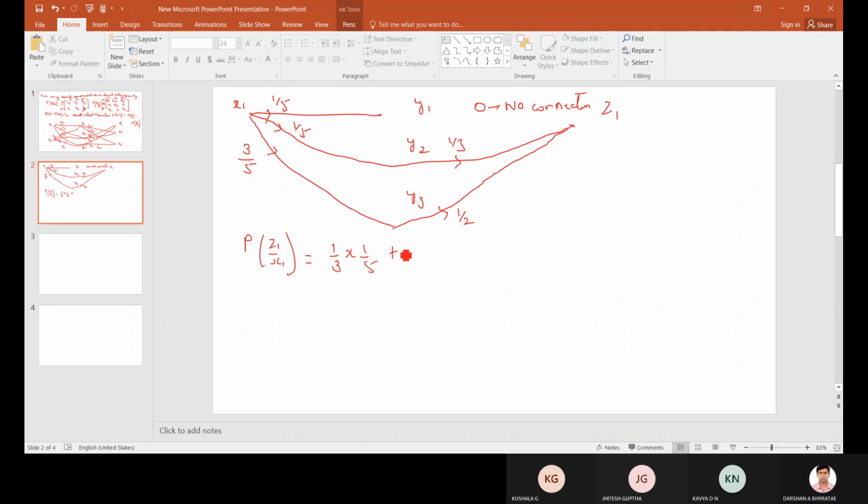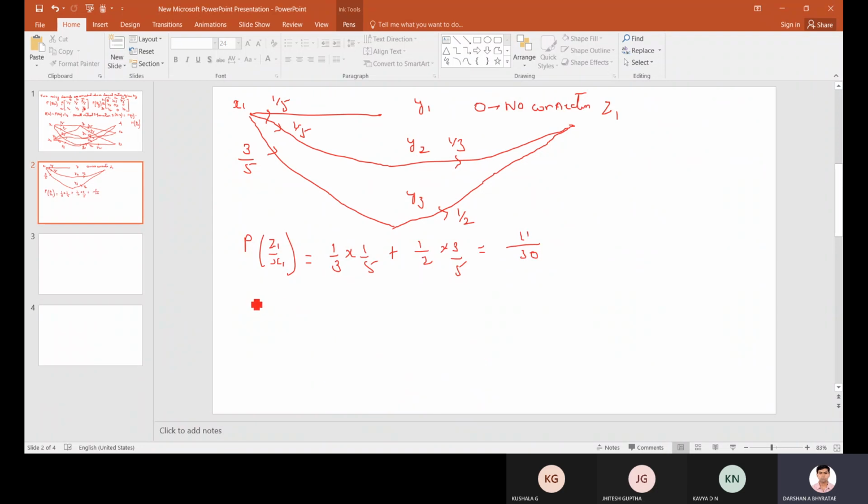Okay, plus again, how will you write? 1 by 2 into 3 by 5, because here P of Z1 by Y2 and P of Y2 by X1 must be multiplied. You multiply 1 by 3 into 1 by 5 plus 1 by 2 into 3 by 5. After multiplying this, you get P of Z1 by X1. It becomes 11 by 30. Are you following me? Okay, so like that we have to determine P of Z1 by X1 here.